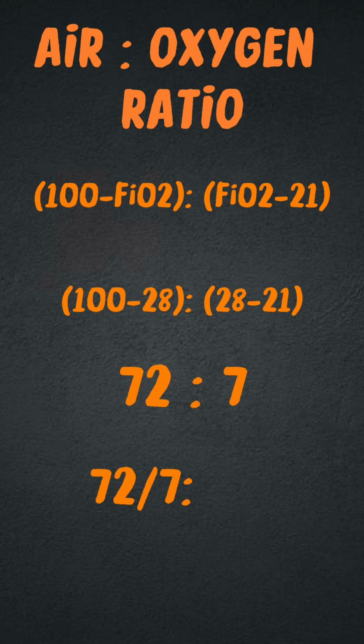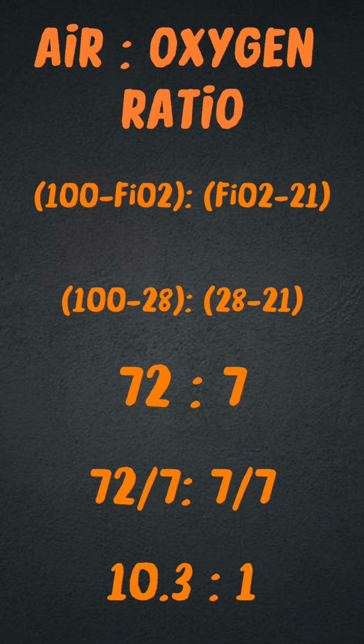Again, we want to simplify that ratio. We want oxygen to be a ratio of 1. We divide both sides of the ratio by 7, and the result is 10.3 parts of air to 1 part of oxygen. Again, you can choose to leave it like this, or you can simplify it even more by just saying 10 to 1. You've determined the air-to-oxygen ratio.